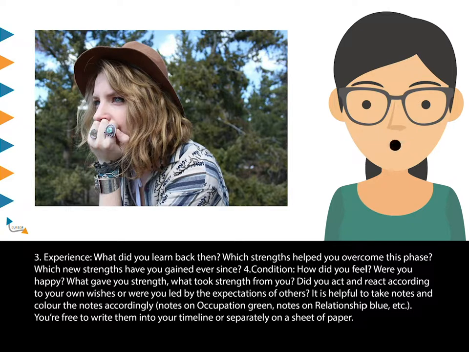Condition, how did you feel? Were you happy? What gave you strength? What took strength from you? Did you act and react according to your own wishes, or were you led by the expectations of others? It is helpful to take notes and color the notes accordingly. Notes on occupation green, notes on relationship blue, etc. You're free to write them into your timeline or separately on a sheet of paper.